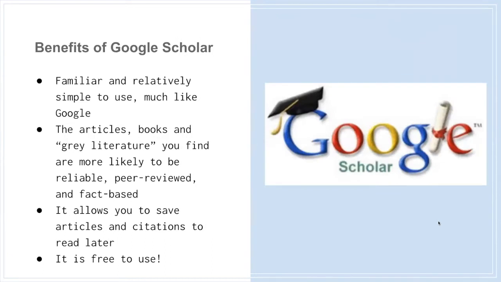Next, what are the benefits of Google Scholar? Firstly, Google Scholar is familiar and relatively simple to use, much like Google. The articles, books, and gray literature you find are more likely to be reliable, peer-reviewed, and fact-based. It also allows you to save articles and citations to read later. Also, it is free to use.